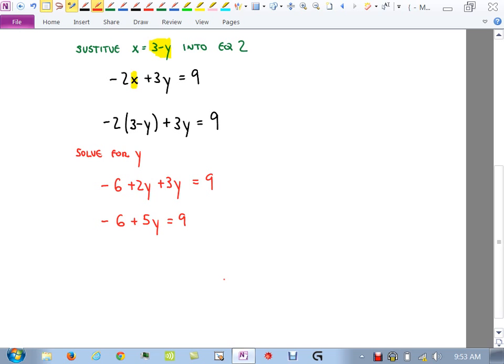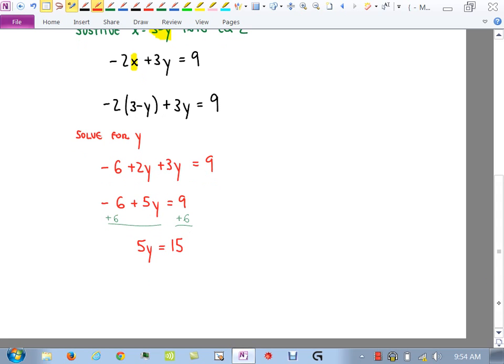Now, right, 6 on the other side, so I add it to both sides. So add 6 on both sides. You should have 5y equals 9 plus 6 is 15. And finally, divide through by 5. And you get y is what? 3.